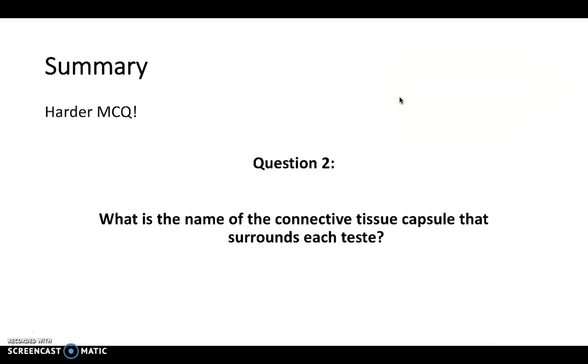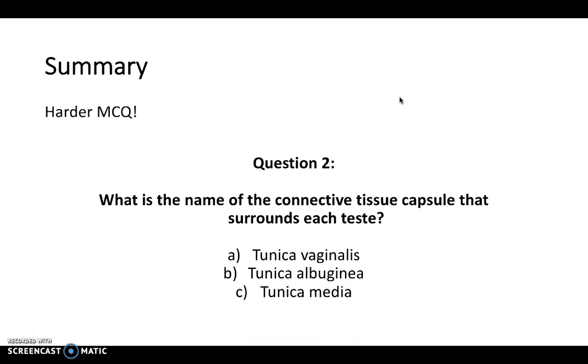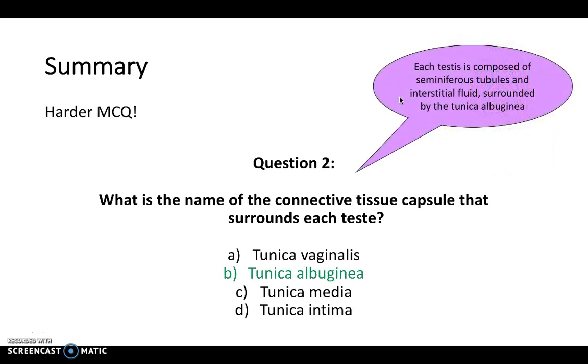And the second and final question, what is the name of the connective tissue capsule that surrounds each testis? Is it the tunica vaginalis, tunica albuginea, tunica media, or tunica intima? So the answer here is the tunica albuginea. Please remember that tunica media and tunica intima are to do with blood vessels and not to do with the testes. Tunica vaginalis and tunica albuginea can easily be confused, but each testis is composed of those seminiferous tubules, interstitial fluid, surrounded by tunica albuginea.